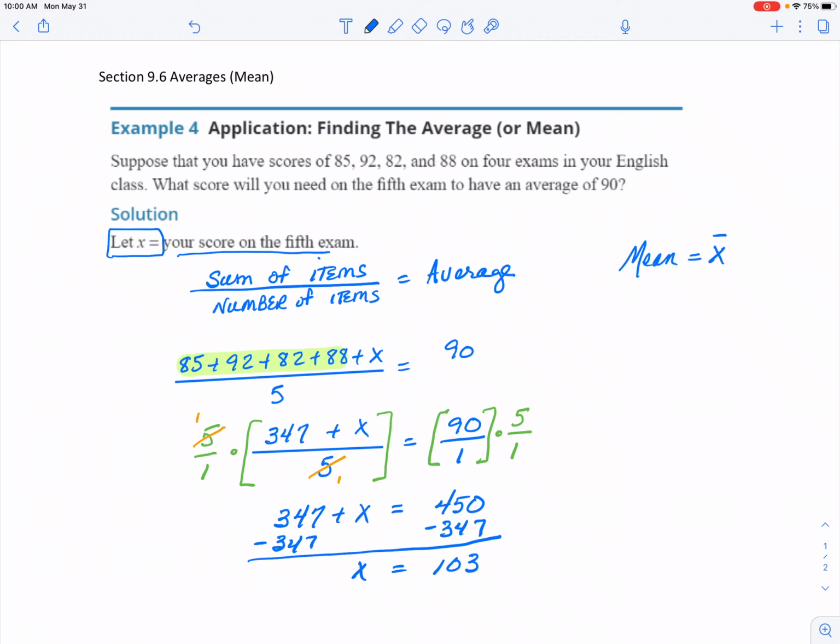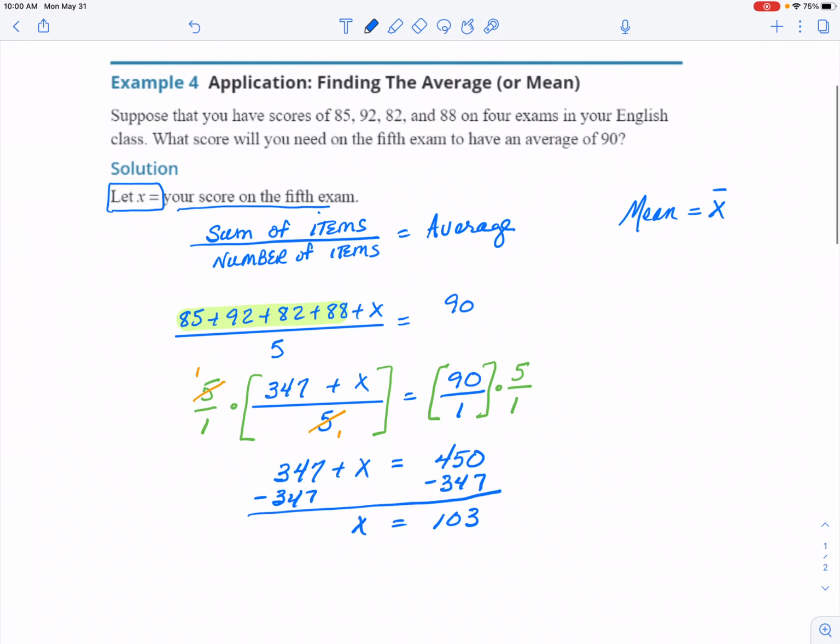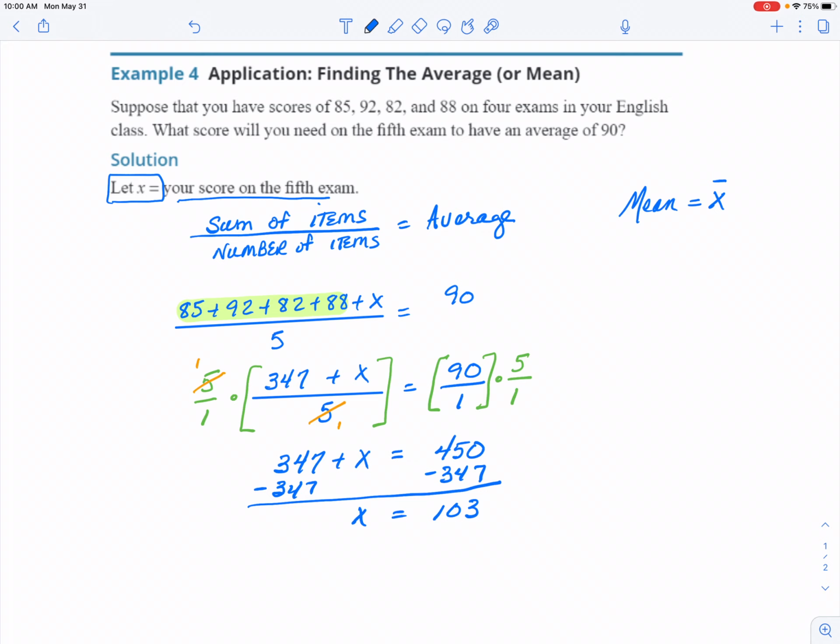And it looks like my score on the 5th exam, in order to have an average of 90, has to be 103 points. So if your 5th exam does not have bonus points, then it's going to be impossible for you to make an average of 90 in this class, because the highest score normally on a test is 100. But again, bonus points and an understanding teacher might put you up to that average of 90.